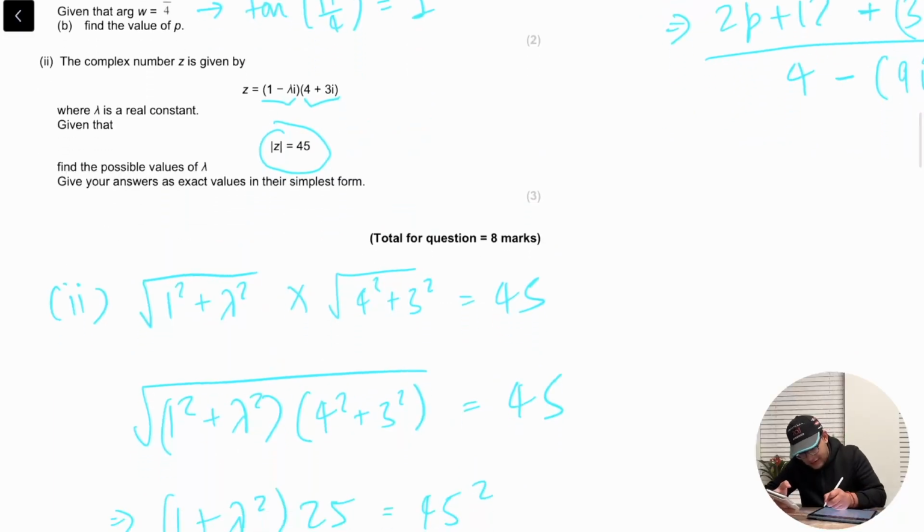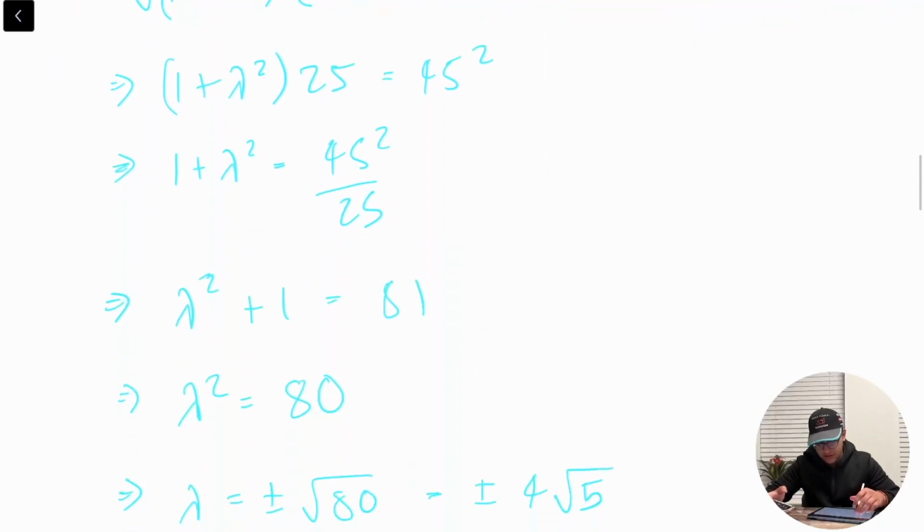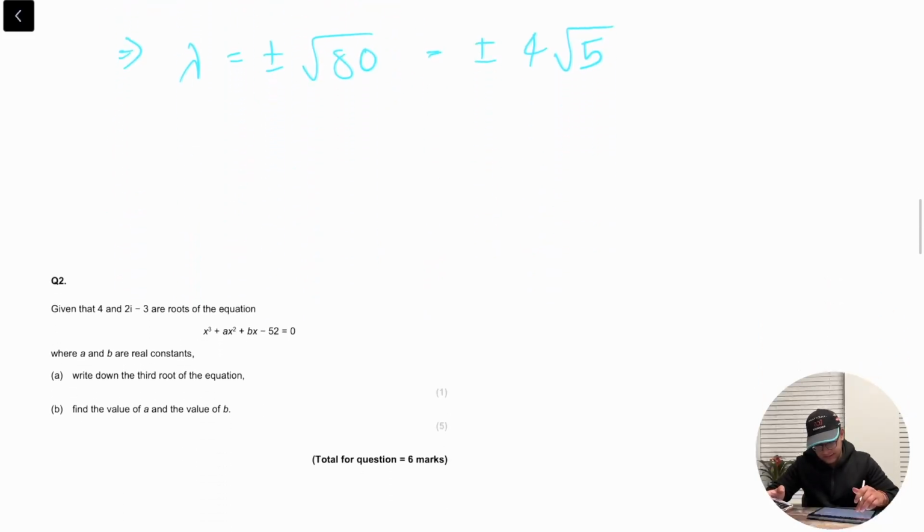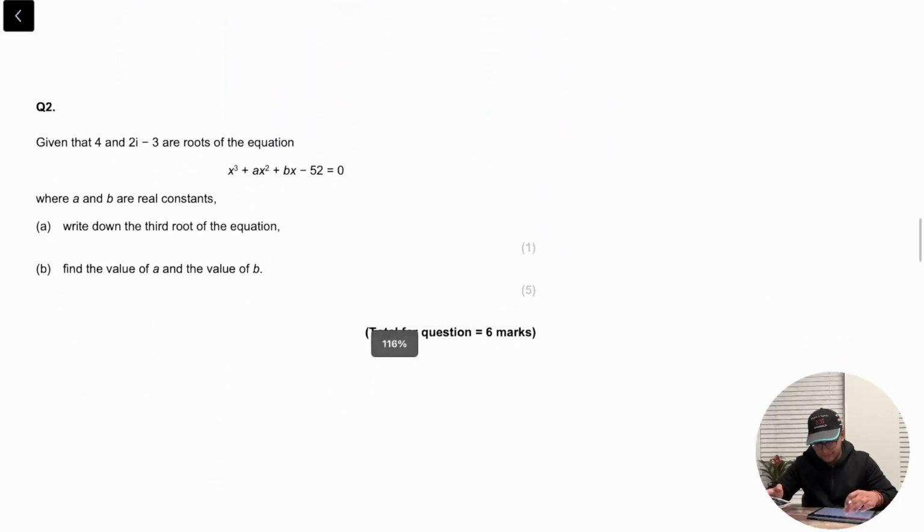Yeah, so the hint is find the possible values. If you don't put the plus or minus there, they will deduct marks. So make sure you put plus or minus either root 80 or 4 root 5. Cool.